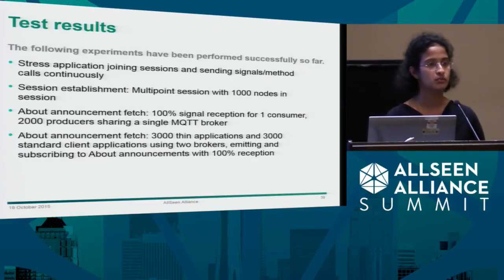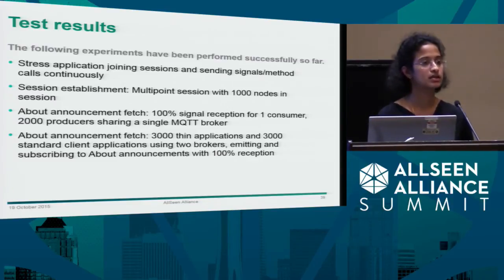The first experiment we did was a single consumer and 2,000 producers, all connected to a single MQTT broker. And what we saw is that the consumer receives the about signal for all the 2,000 producers.